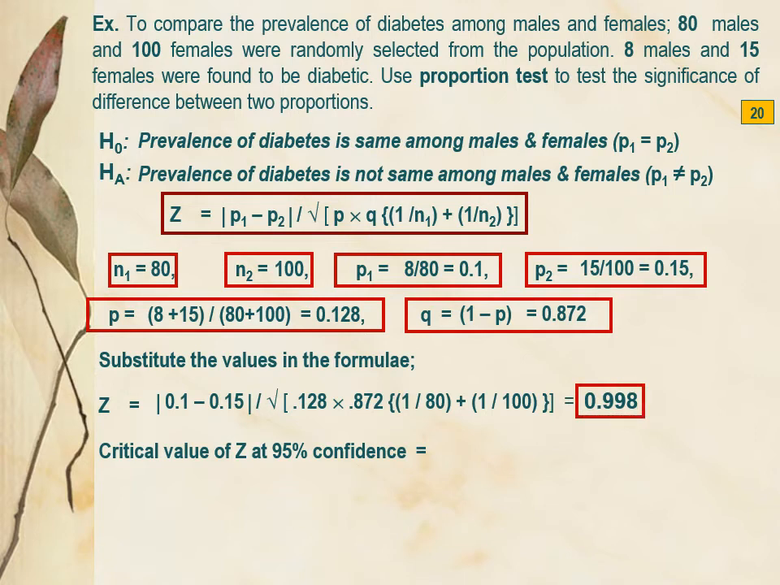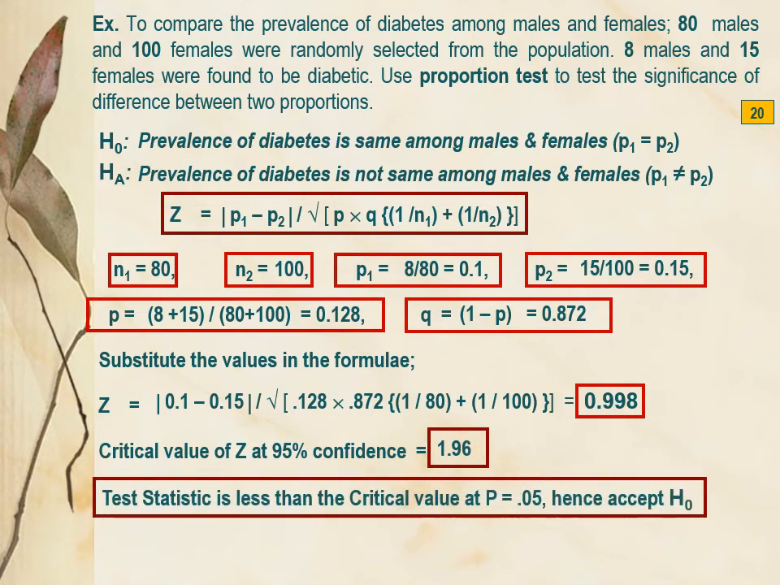Your test statistic is 0.998 and your critical value is 1.96. So your test statistic is less than the critical value, hence you will accept the hypothesis. That is, the prevalence of diabetes is the same among males and females. When the prevalence is the same, no need to mention the percentages or the proportions.